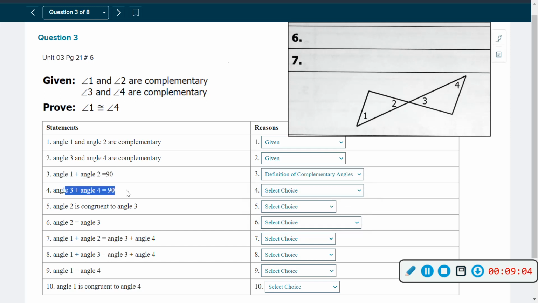How do we know that 3 and 4 are 90 degrees? What was the key word that happened to 3 and 4? The word complementary. So that's definition of complementary again. Okay, then they said that 2 and 3 are congruent.